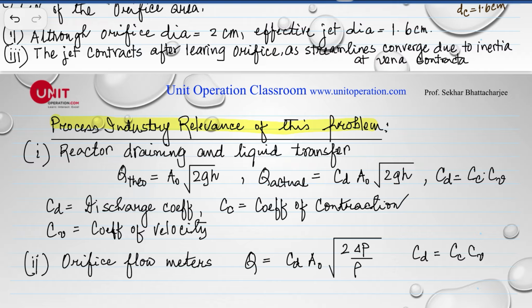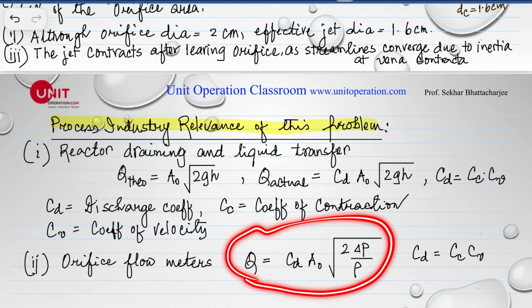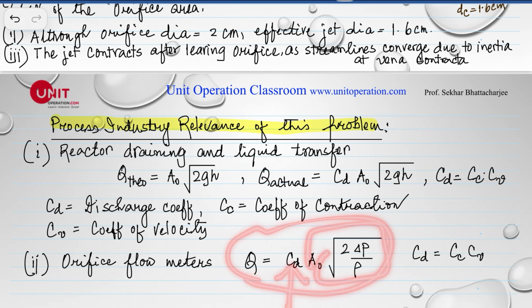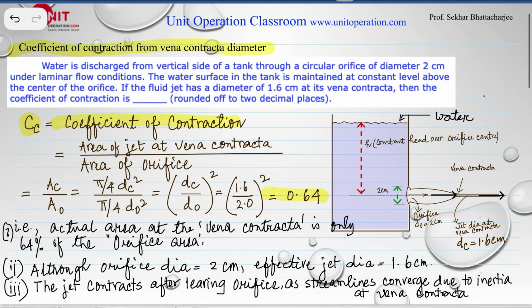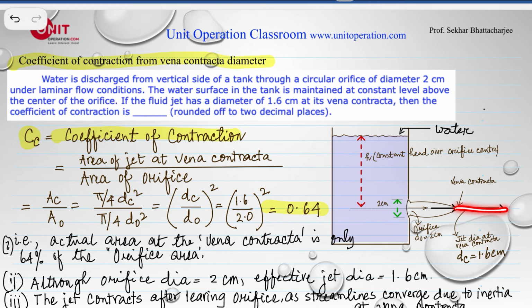Similarly, for orifice flow meters, we just multiply the theoretical one, which is this one right here, with the discharge coefficient CD, which is this one right here. So, for finding out the actual flow rate, you have to know the actual contraction, and you have to take this diameter if this is the configuration to calculate the flow rate out of this orifice. So you have to take this particular diameter. Answer is, of course, 0.64.